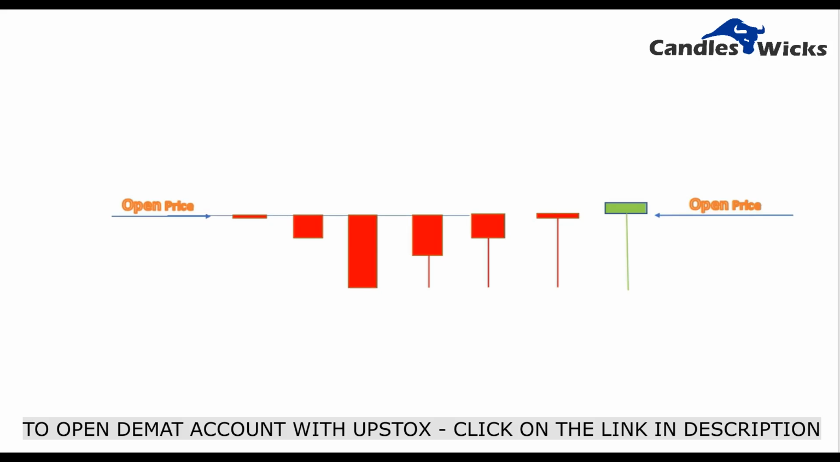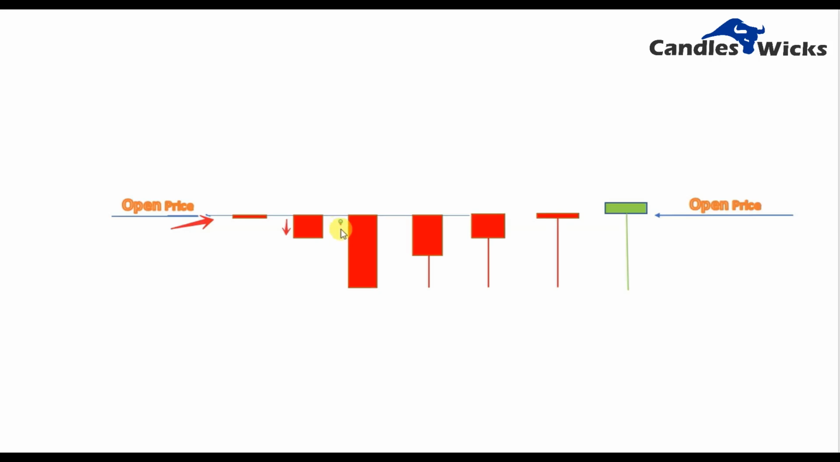Say for example, the price opens here and it comes down. This is the opening price, and if it comes down, a red body is formed. If it comes down further, the body gets enlarged. If it comes down furthermore, the body gets enlarged.